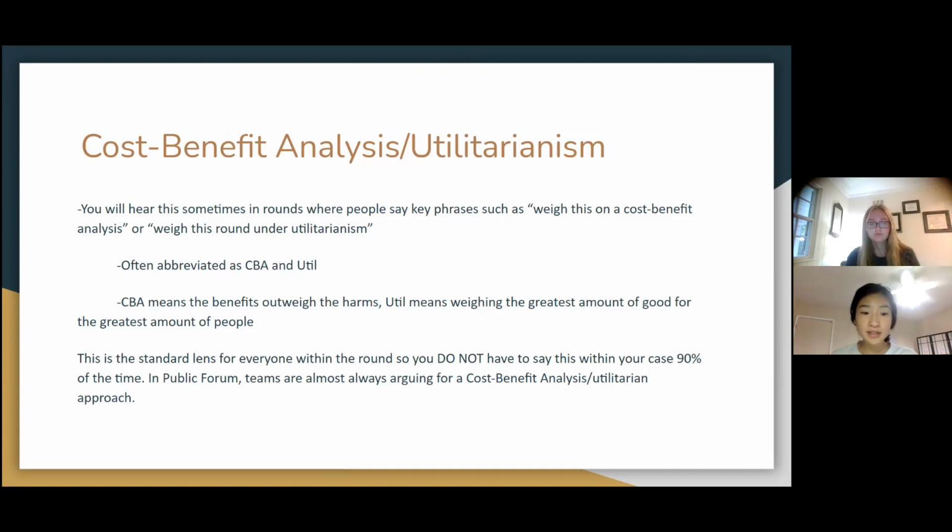And basically, this is the default framework. So if you don't say a framework in your case, which a lot of people don't, then the default framework is cost benefit analysis. Most teams don't actually include a framework in their case. So just know that the default one is cost benefit analysis and sometimes utilitarianism.